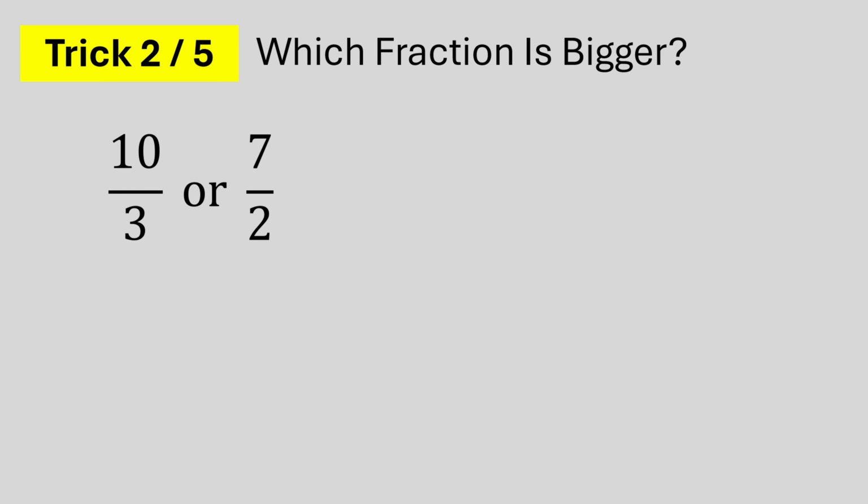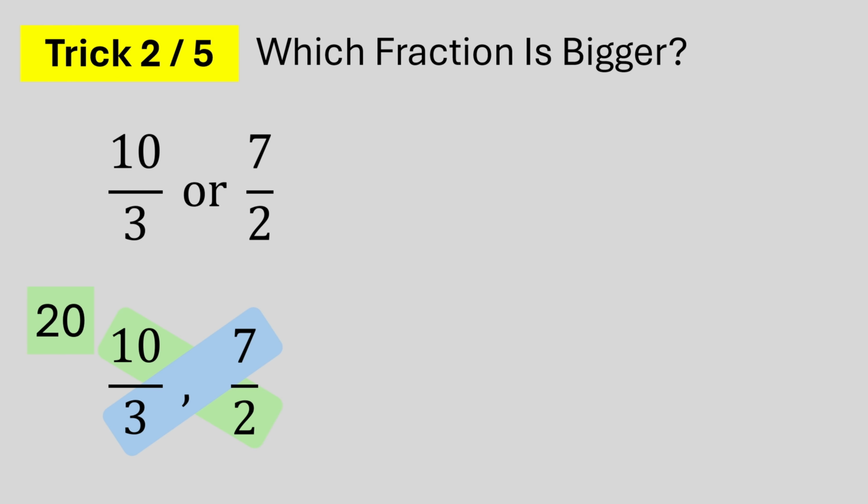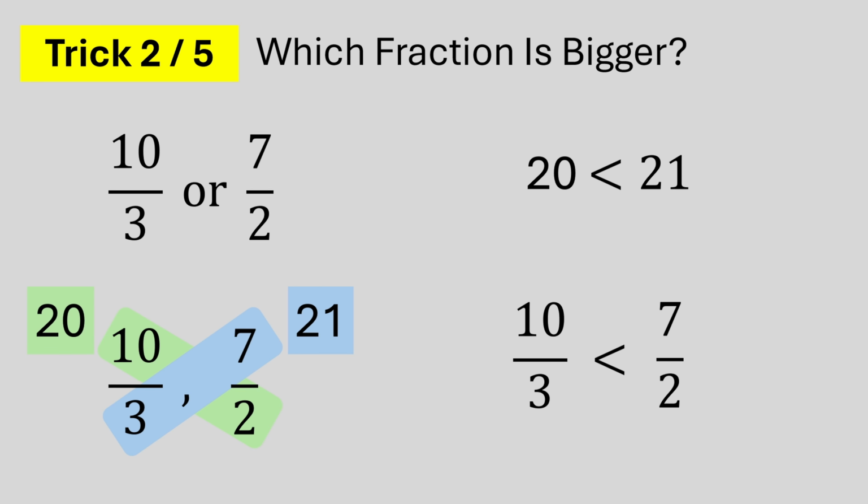Trick 2. Which fraction is bigger? 10 over 3 or 7 over 2? Don't find common denominators, just cross multiply. Cross multiply 10 times 2 equals 20. 7 times 3 equals 21. 21 is bigger. So 7 over 2 is bigger.